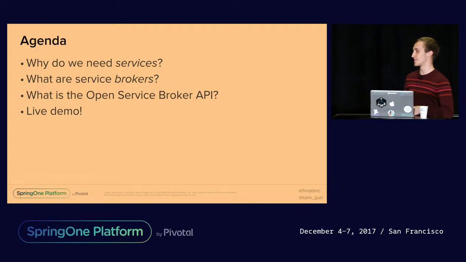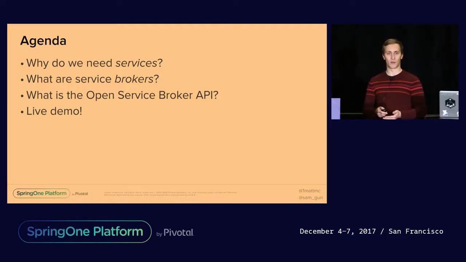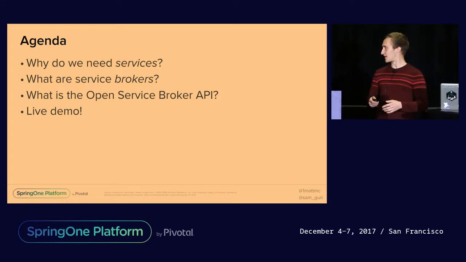OK, so the agenda. We're first going to talk about why we need services and what they actually are. Then we'll talk about what service brokers are. Then a quick overview and history of the Open Service Broker API, followed by a live demo where Sam's going to build a Spring Service Broker in front of your very eyes, and then we're going to use it from both Cloud Foundry and Kubernetes and show you the full lifecycle management of a service instance.